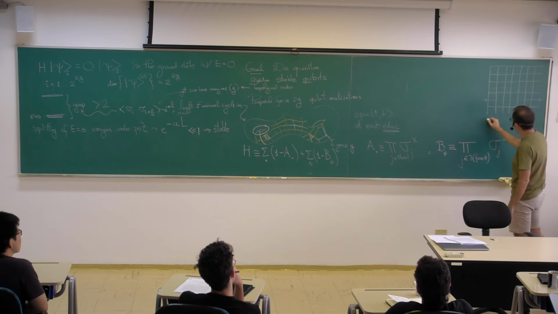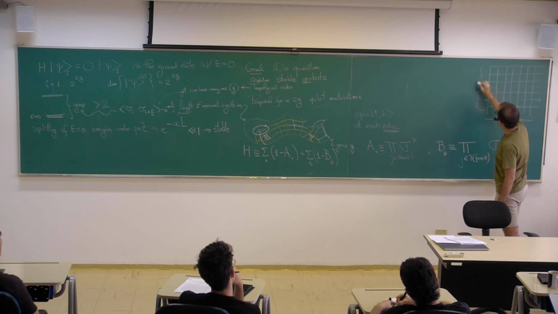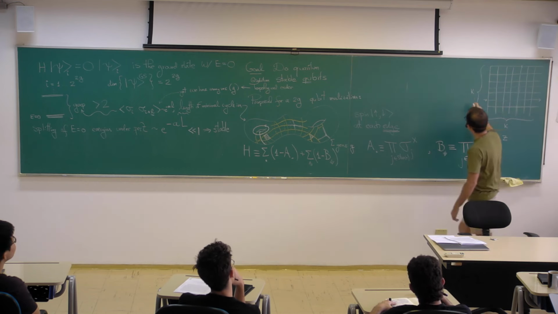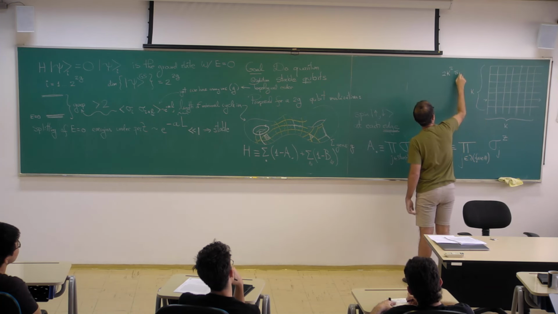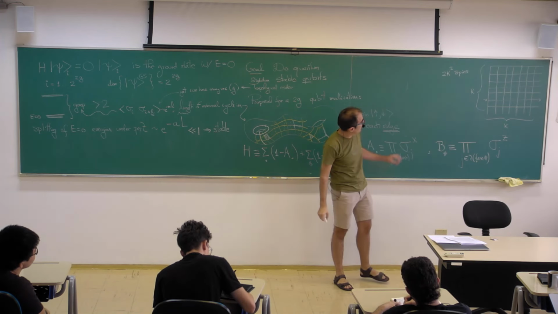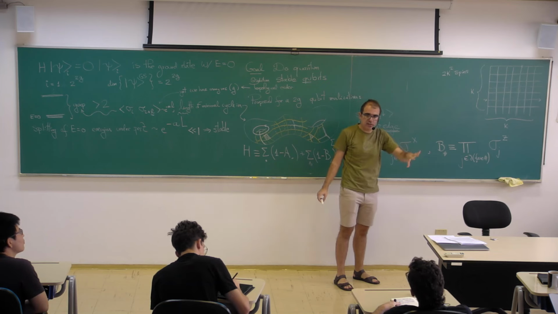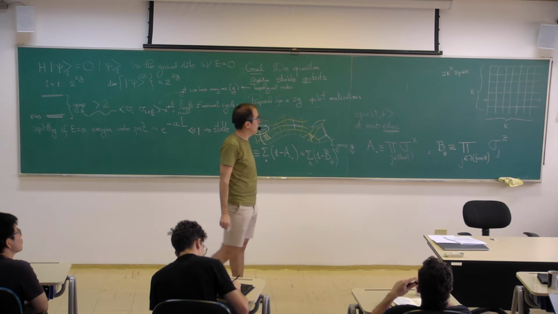So if this dimension is k, and if here there are k lines as well, then you see that there are 2k squared spins. That means there are k squared vertices, and each vertex has 2 edges coming out. Okay, so you can easily see there are 2k squared edges.